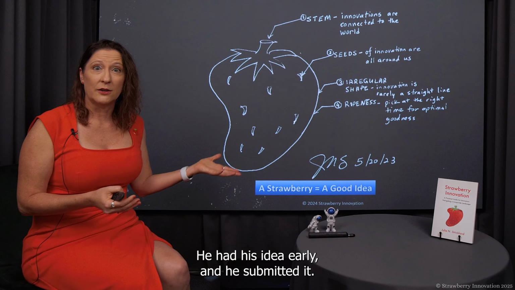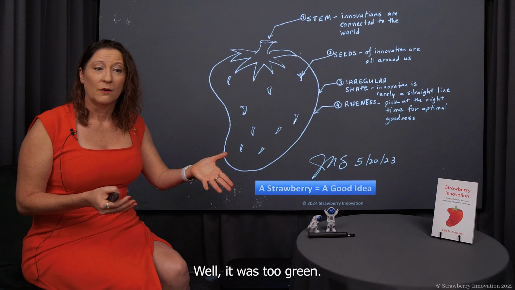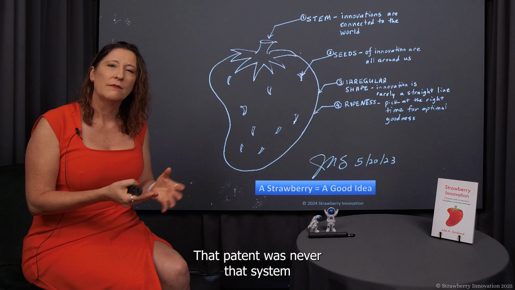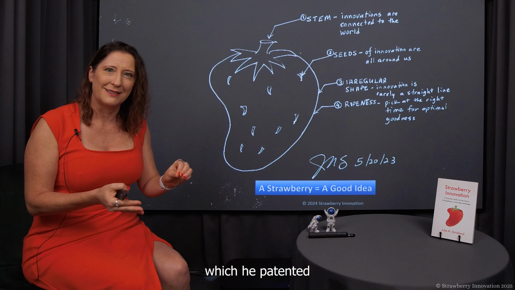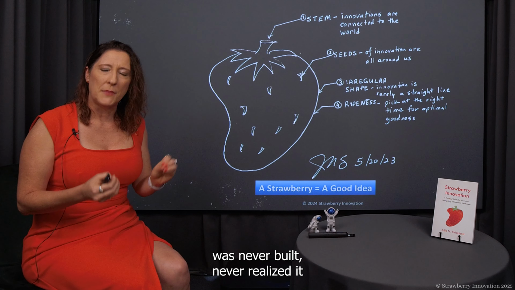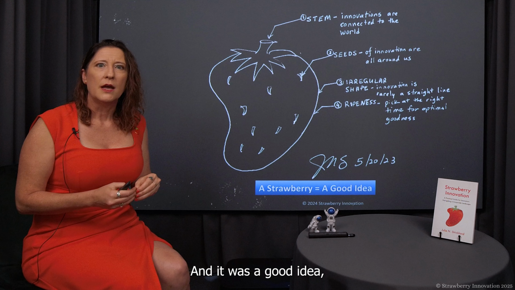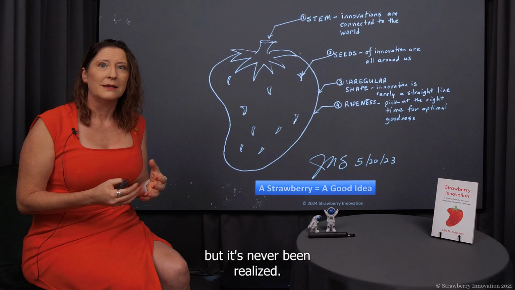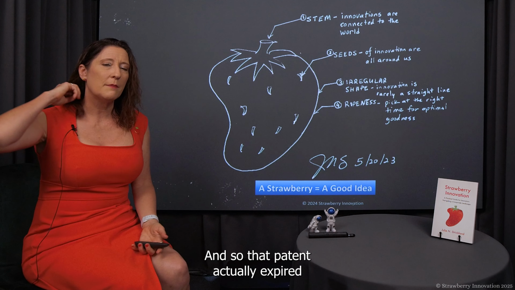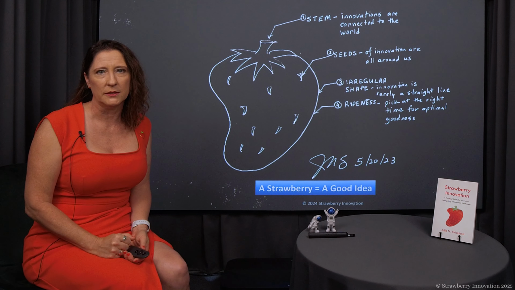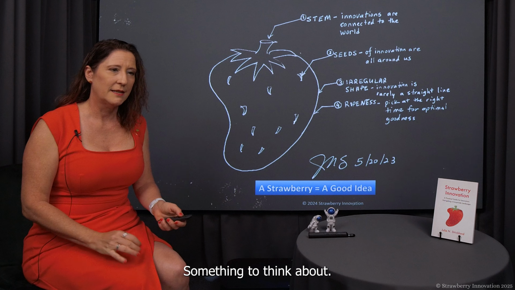He had his idea early and he submitted it. Well, it was too green. That system which he patented was never built, never realized. It was a green strawberry. And it was a good idea, but it's never been realized. And so that patent actually expired before the system could be built. Something to think about.